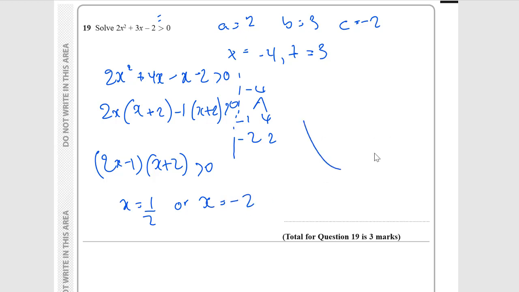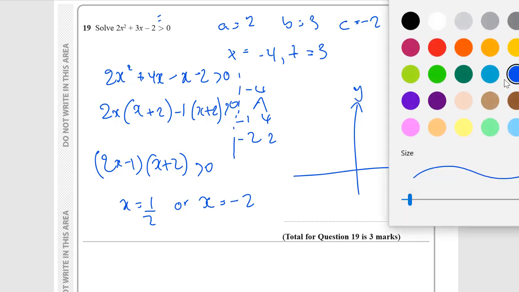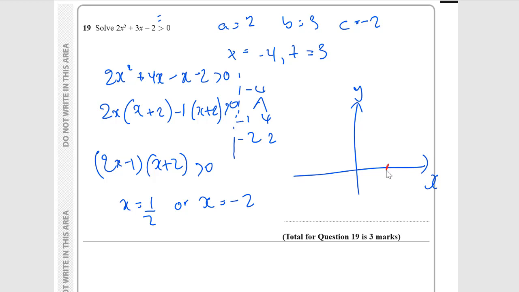So if we draw out a curve, let me draw that again. So that's y, that's x. And then we know it's going to cross at a half, and we know it's going to cross at minus 2. Don't worry about where it crosses the y-axis.